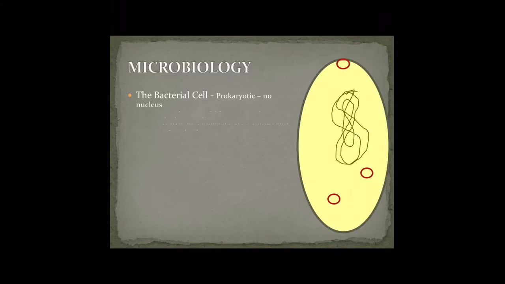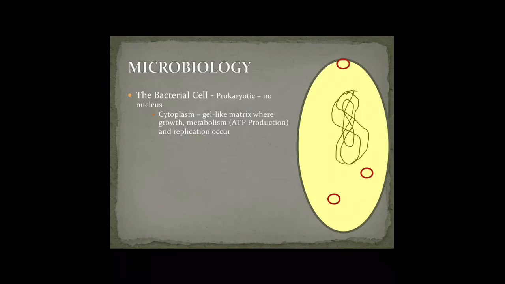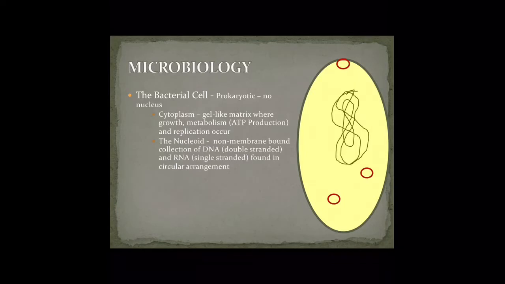They do have a cytoplasm, which is yellow in this picture. It's a gelatin-like matrix where the growth and metabolism and ATP production and replication does occur. So even though there's no true nucleus, there is a nucleoid in the bacterial cell. It's this collection of DNA and RNA. It's not membrane bound, but yes, bacterial cells have the DNA and the RNA, and it's localized in the nucleoid.